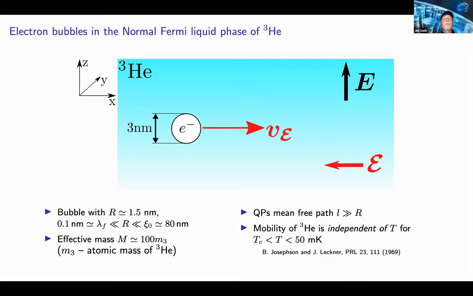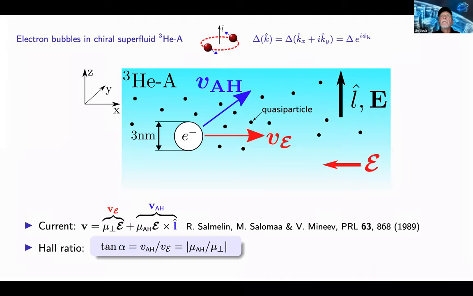Well, what happens if you go below TC in the chiral phase? Now you have a number of Bogoliubov quasiparticles that can scatter off of this bubble. And you now have a broken symmetry in the chiral phase. And this presence of this chiral axis and these chiral fermions gives rise to an anomalous Hall current as you push the bubble through the medium.